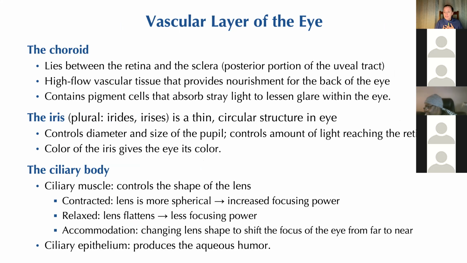And like I said, this layer is going to have a lot of melanin. It's going to absorb all the stray light rays so they aren't bouncing around back there and giving us glare, okay? The iris that we all see as the colored diaphragm changes size, makes our pupils either big or small, will control basically the amount of light that reaches the retina and give us the color to our eye, which we respond to socially.